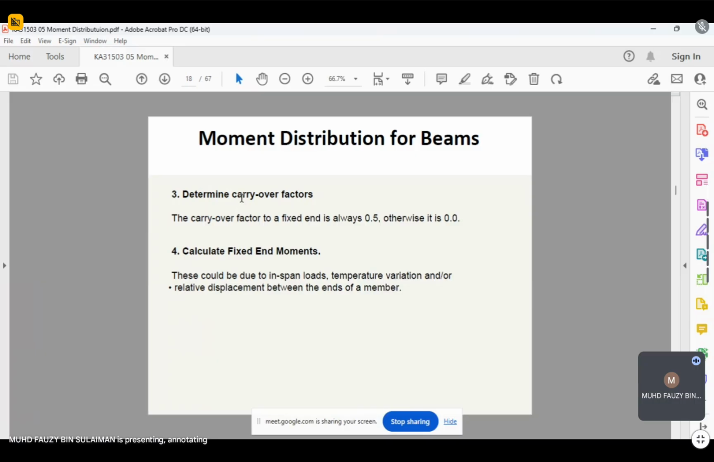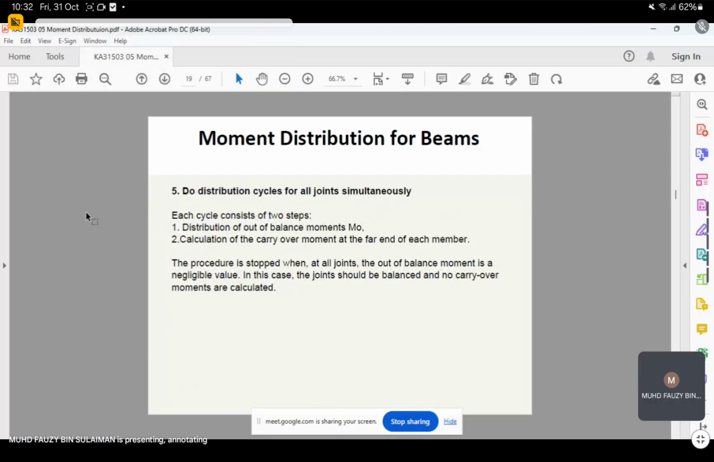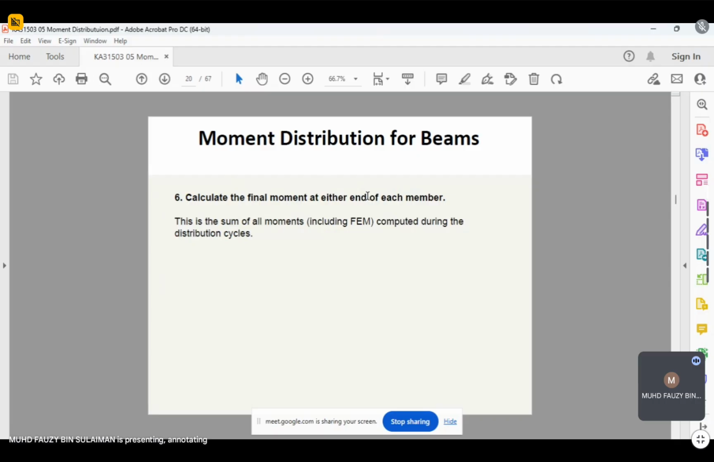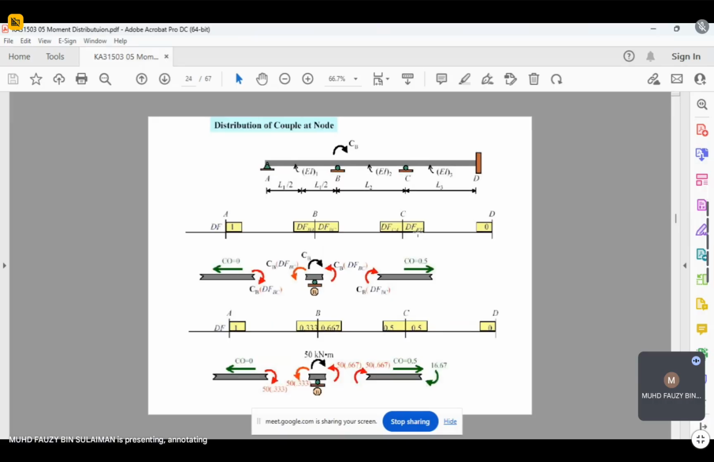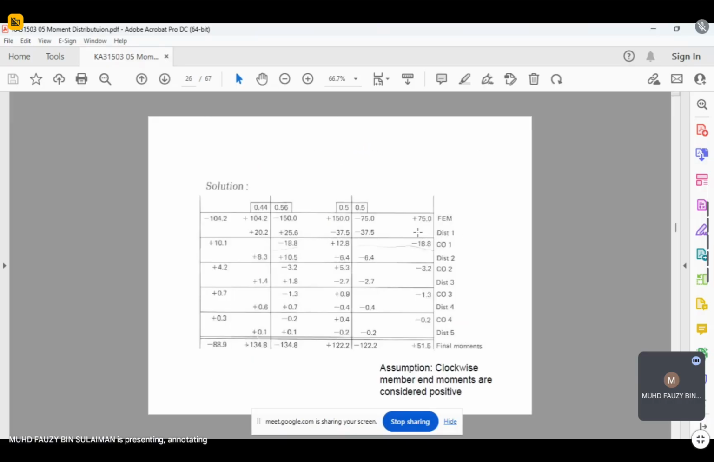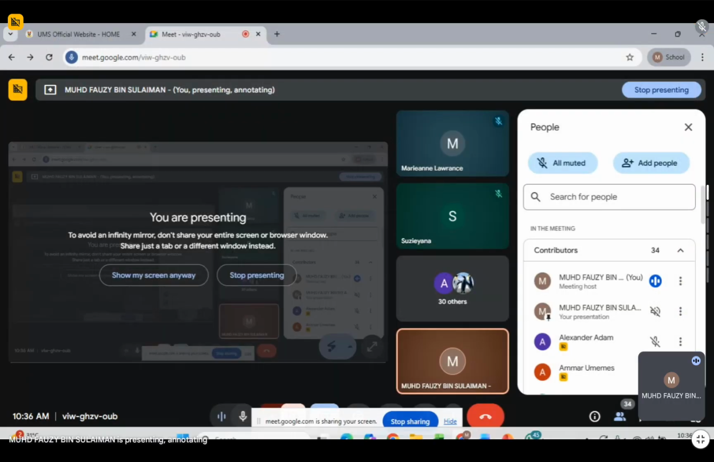And then you determine the carryover factor. For a fixed end it is always 0.5, or 0. And then calculate the fixed end moment. This one we will cover in the tutorial, so no need to worry. Very easy, no need to worry. Okay, I think that's all from me.